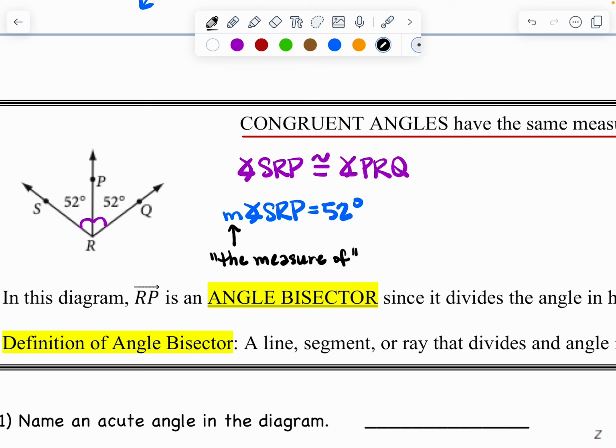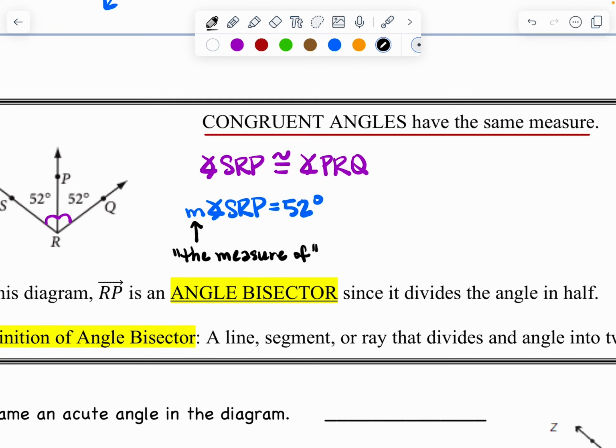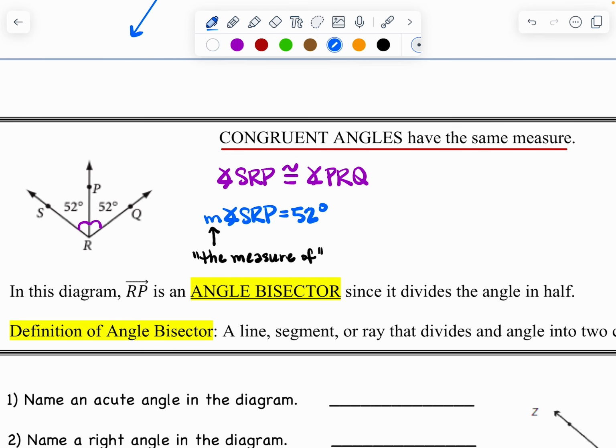So you can see we have a complete sentence here. The measure of angle SRP is 52 degrees, right? We want to make sure we put the degree symbol on there because that's like our unit of measure. It's no different than like feet or inches. And we could keep rolling here. We could also say that the measure of angle PRQ is 52 degrees.